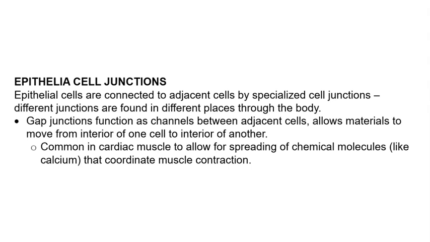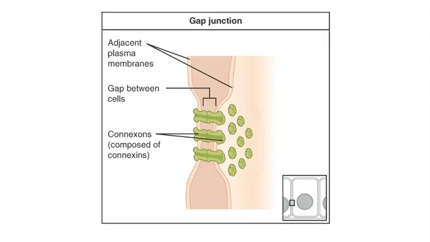Gap junctions function as channels between adjacent cells, which allow materials to move from the interior of one cell to the interior of another cell. These are quite common in cardiac muscle tissue because they allow for the spreading of chemical molecules like calcium that will coordinate muscle contraction. Gap junctions provide protein tunnels for materials to move between adjacent cells in a tissue. Although these are not too common in many epithelial tissues, this is a common cell-cell junction that's found in things like cardiac muscle cells.